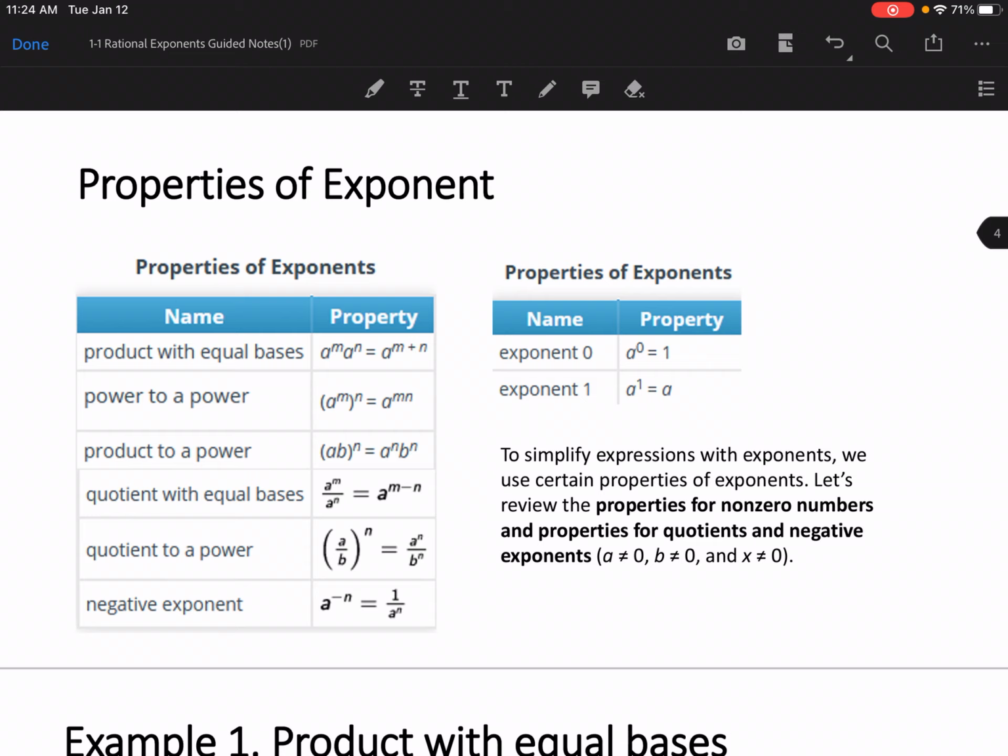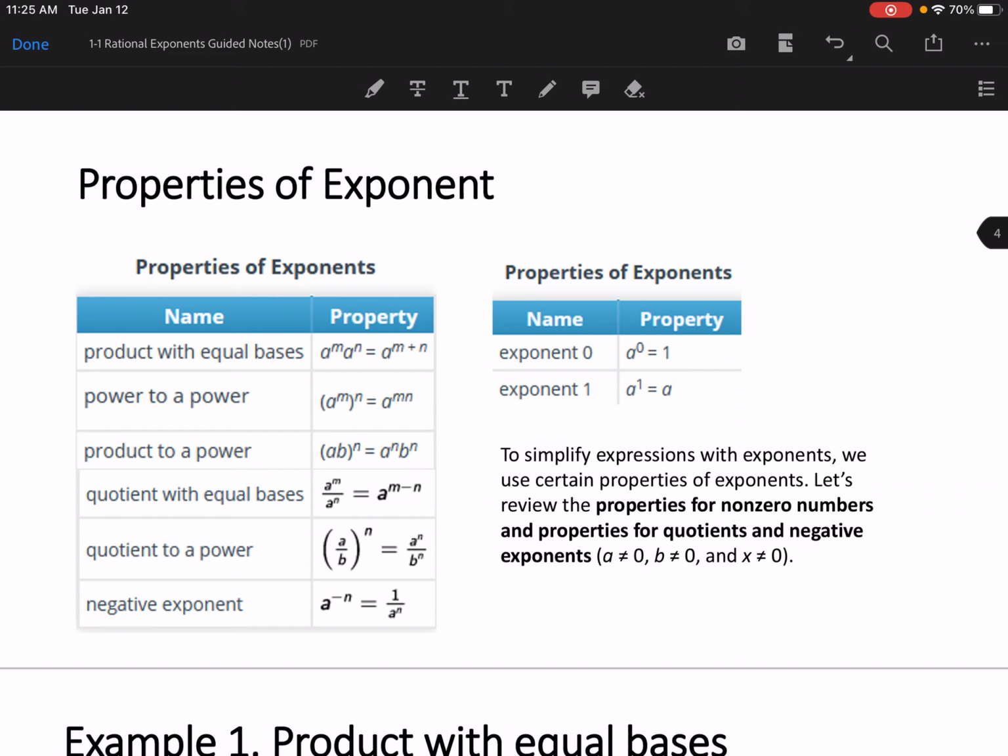If you have a product to a power, meaning you have a product in your parentheses raised to a power, then we need to take each term and raise it to that power. Quotient is divide. So when we want to divide quotients with equal bases, a to the m over a to the n, then you can subtract their exponents. And then a quotient to a power is very similar to a product to a power. When you divide a product and have it to a power, we need to take each term or variable and raise it to that power.